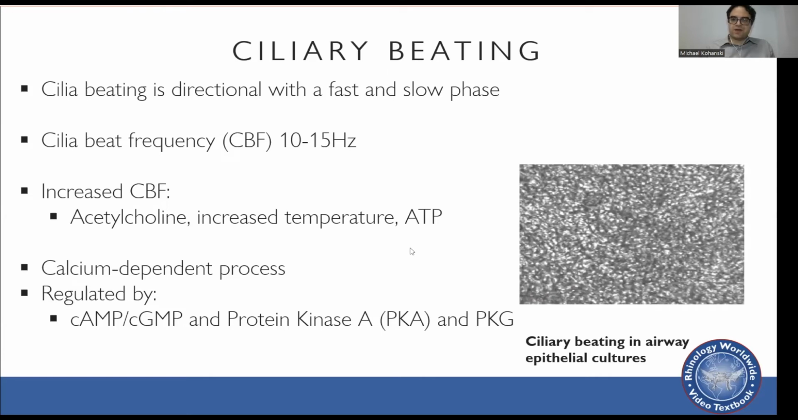There are a number of conditions and compounds that can both increase or decrease CBF, ciliary beat frequency. Some compounds or situations that can increase CBF include application of acetylcholine, an increase in temperature, as well as application or release of ATP. These processes are calcium dependent and regulated in part by cyclic AMP, cyclic GMP, and the associated kinases, protein kinase A and protein kinase G.